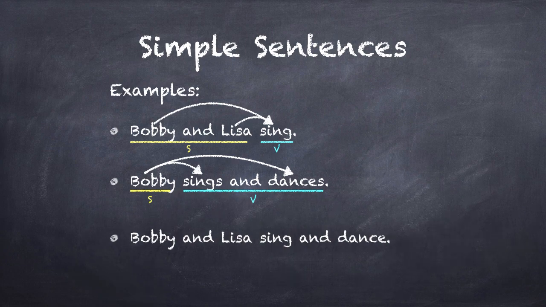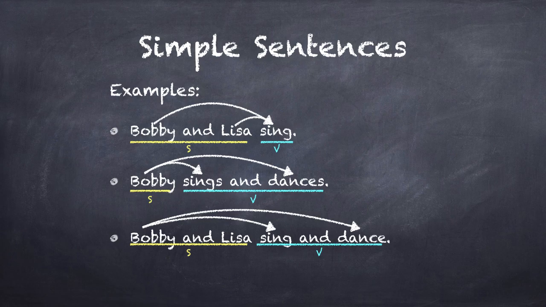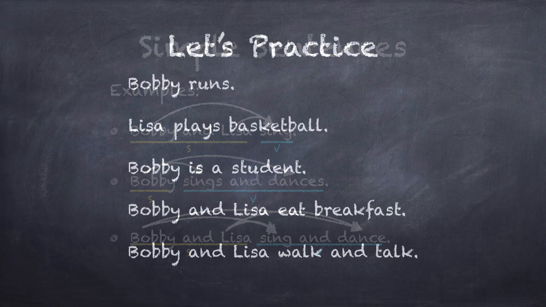In our final example, we have Bobby and Lisa sing and dance. Bobby and Lisa is the grammatical subject. Sing and dance is the verb. Sing and dance are for both Bobby and Lisa. So sing and dance are connected to Bobby, and sing and dance are both connected to Lisa. Both people in the subject are doing both actions in the verb, so they're still considered simple sentences.